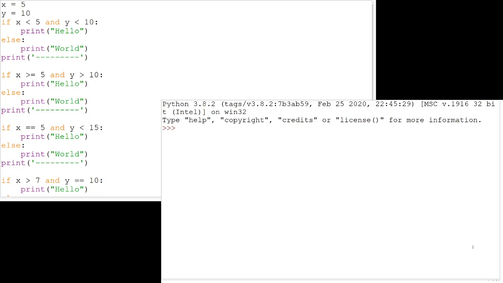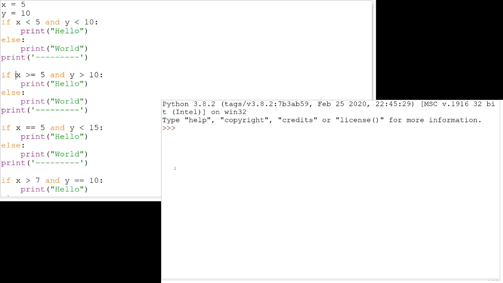In the first example, is x less than 5? The answer is false. Is y less than 10? The answer is false. Both are false. False and false combined together using the AND operator give you a false value. So word should get printed over here.